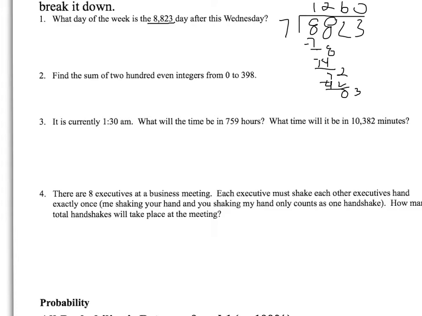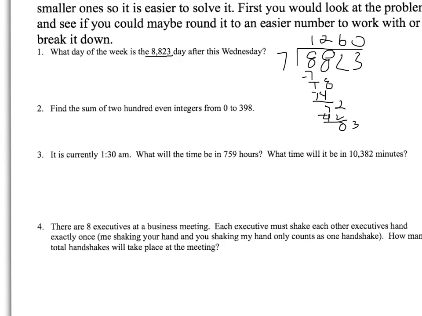So really, 8,823 days is the equivalent of 1,260 weeks. Well, 1,260 weeks from Wednesday, it's going to be Wednesday. So 3 is the remainder. That's the number of days after Wednesday it's going to be. 3 days after Wednesday, well, we get Thursday, Friday, Saturday. So 8,823 days after this Wednesday is going to be a Saturday.